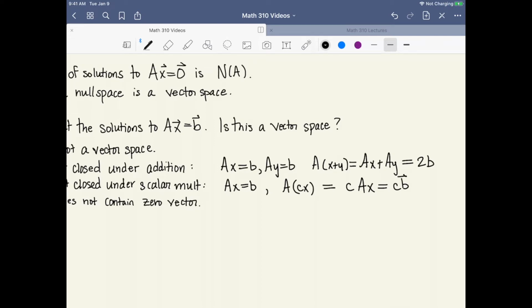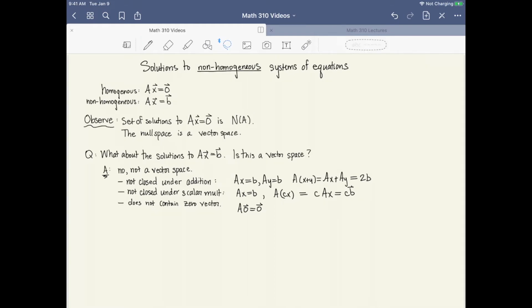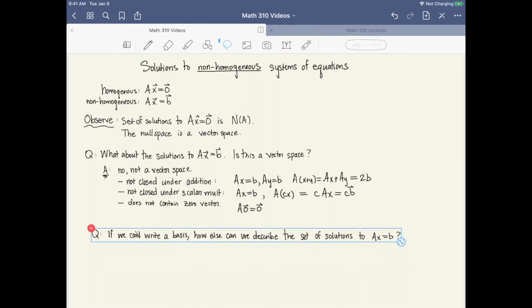And also, because 0 solves the null equation, A times the 0 vector is equal to the 0 vector, 0 is not in the set of solutions to Ax equals b either, because it's not giving us Ax equals b. So it fails on all fronts. Since it's not a vector subspace, we can't write down a basis in order to describe the set of solutions to Ax equals b. So how do we describe that set of solutions?